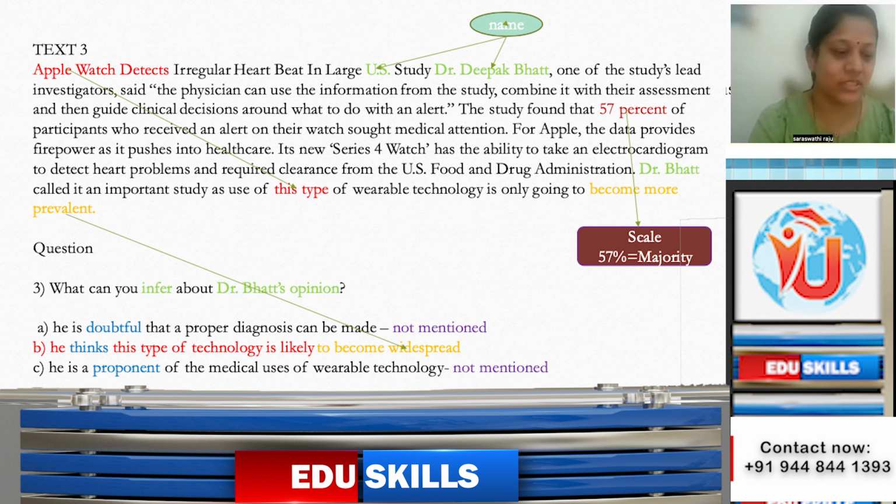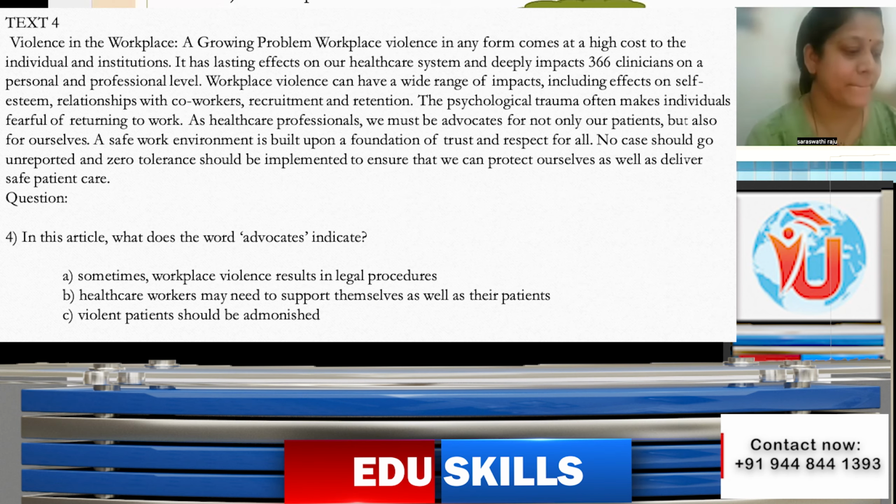So shall we go for text 4? Any doubts in text 3 again? No, ma'am. Clear. Shall we go for text 4? Yes, ma'am. So text 4, we will go for QAT method.